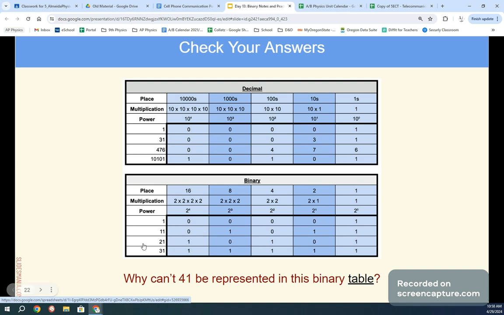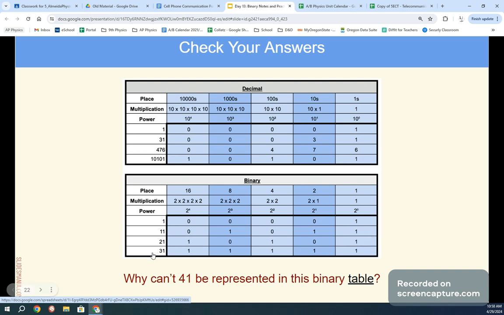21 would operate in a very similar way. Again, if we're looking at it, we think, okay, is there anything? Yep, we're over 16. We need to use that. How much is left? Oh, 5. Okay. 8? No. 4? Yes. Put a 1 there, subtract it off. Oh, we've got 1 left. Put it in the ones.